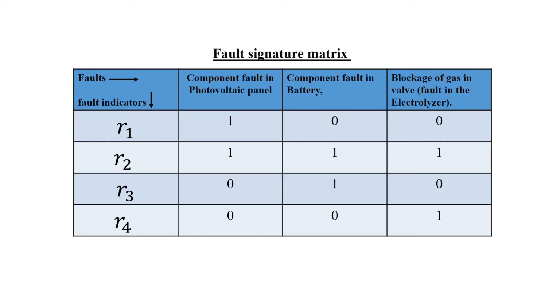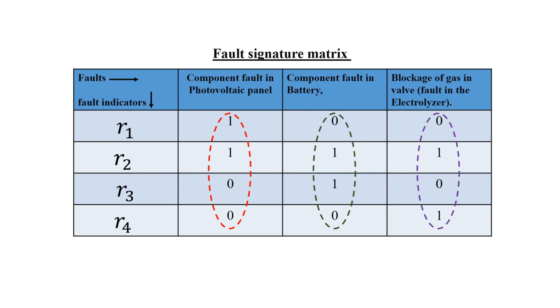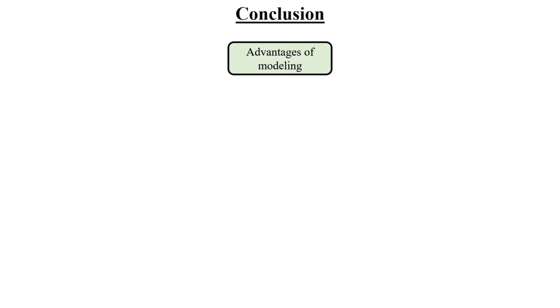According to these demonstrations, it can be seen that each residual is not sensitive to all the faults. For example, the fault on the panel influences only residuals 1 and 2. The fault on the battery influences only residuals 2 and 3. The blockage fault in the valve influences residuals 2 and 4. According to this analysis of the fault signature matrix, we can conclude that the faults can be isolated when they occur. From these demonstrations, we can conclude that the modeling is very important for engineering tasks.